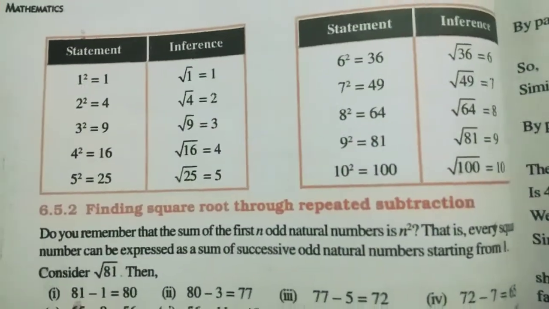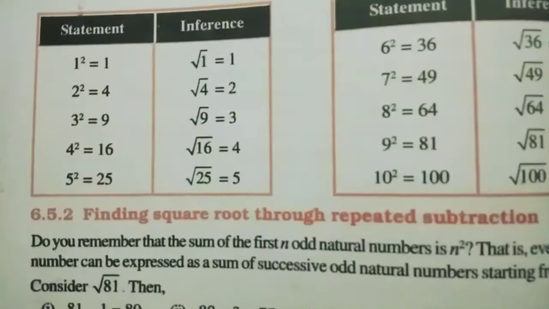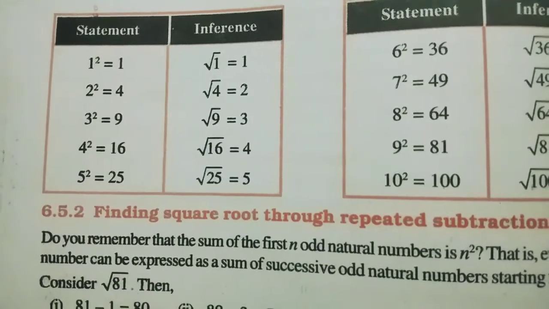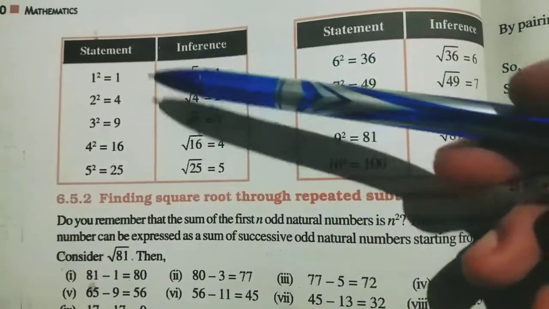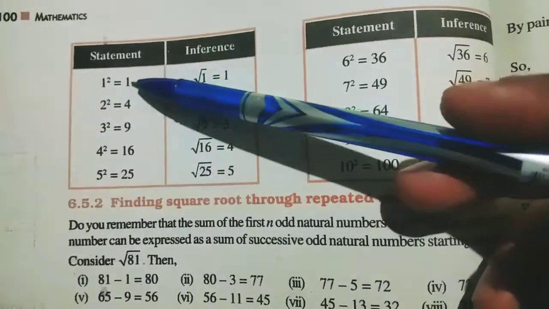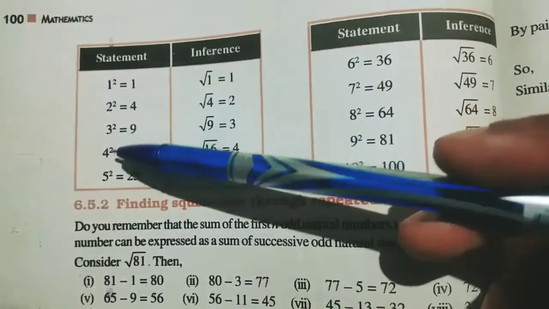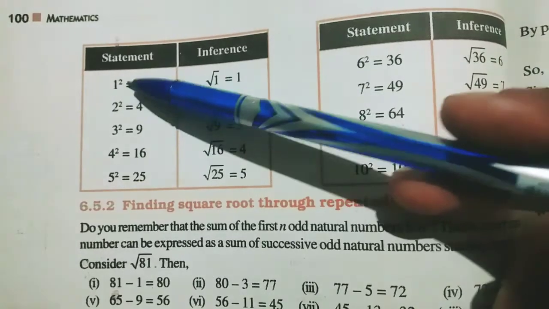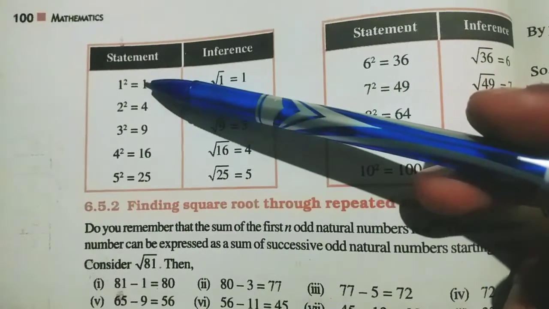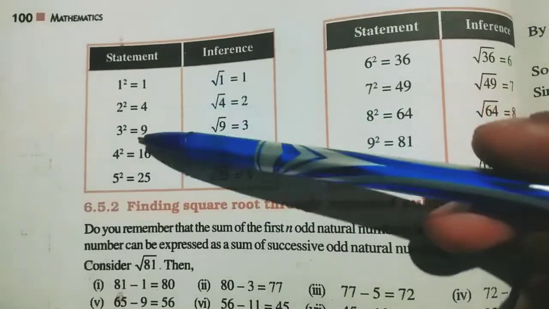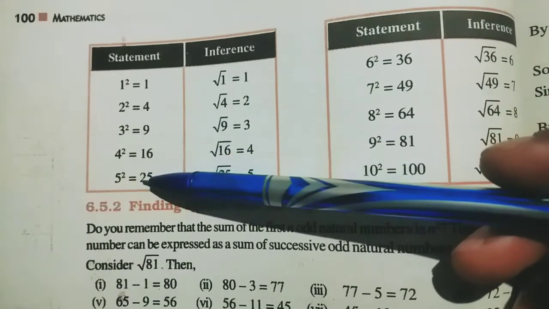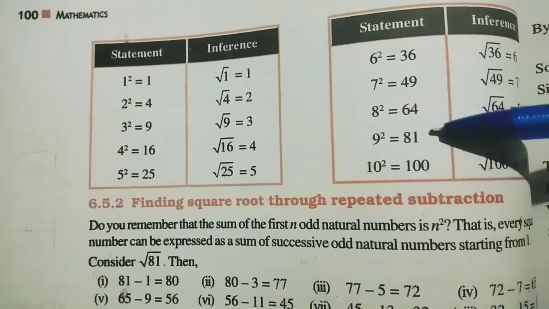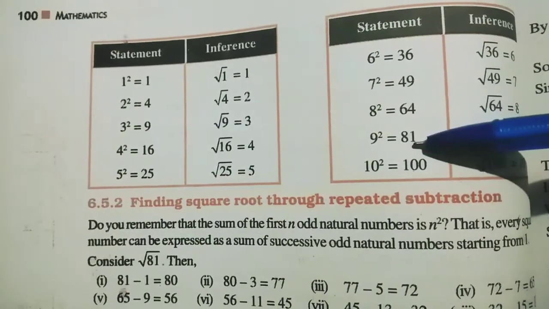You know all the squares, right? You have learned them already. So which square will give 1 in the unit place? You can see these squares: 1 square is 1, 2 square is 4, 3 square is 9, 4 square is 16, and so on. When we do 1 square, the ones digit is 1. And one more, where is the ones digit 1? Here you can see 9 square. When you do 9 square, the unit digit is 1.